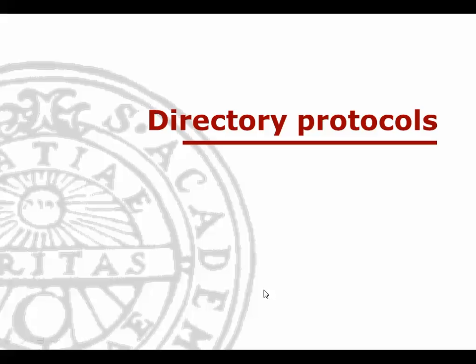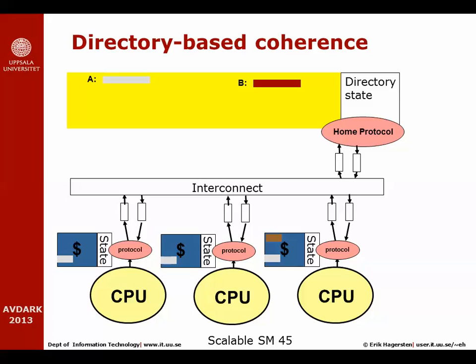So now we've discussed directory coherence at a high level, as well as how to represent the directory state using different kinds of structures. In this video, we will discuss how the coherence protocol itself is implemented. So this gives a high-level picture of how a system implementing directory-based coherence could be implemented.